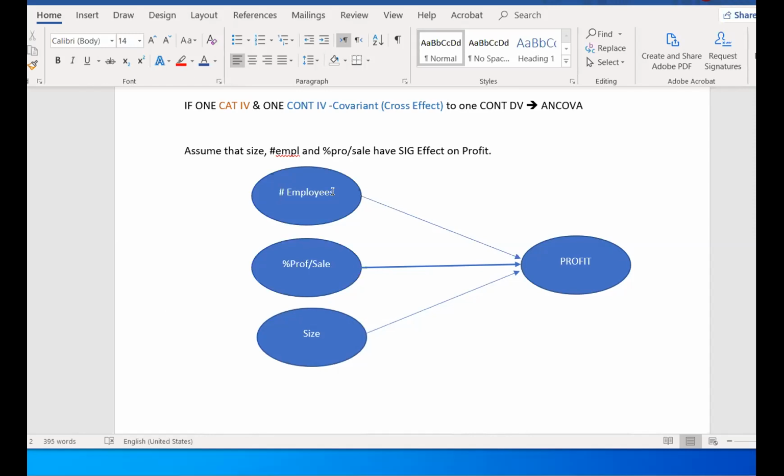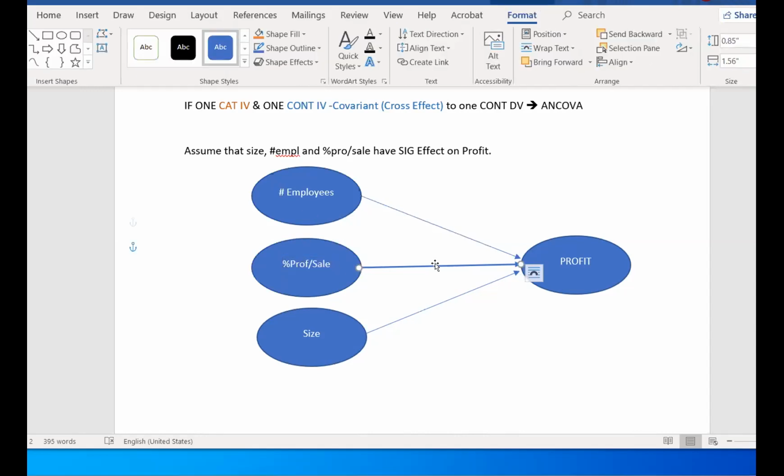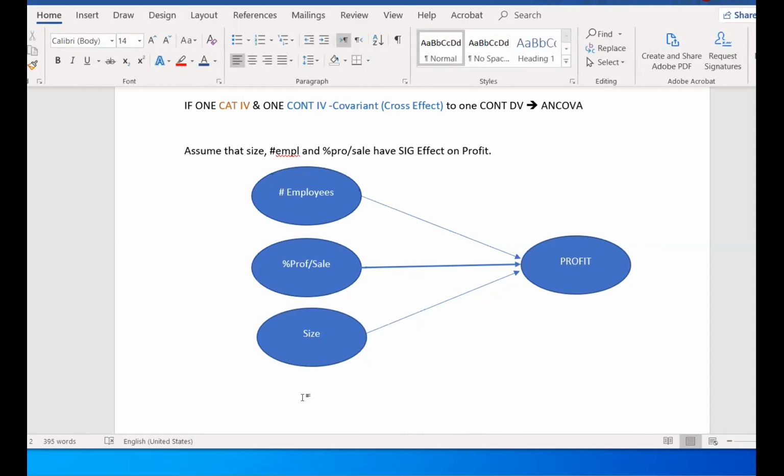But we're just approaching this as a very simple approach, right? So, simple way: percent profit per sale has a higher effect, there is less effect from number of employees, and there is an effect from size. Size, remember, that is the DV, and it's a categorical IV. So that's what we call the finalized model. You are required to know how to graph this.